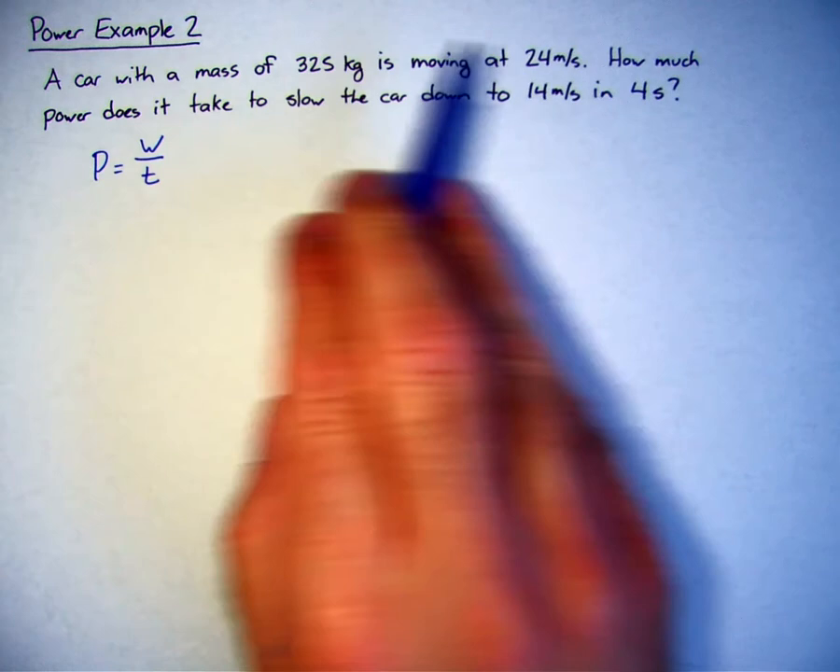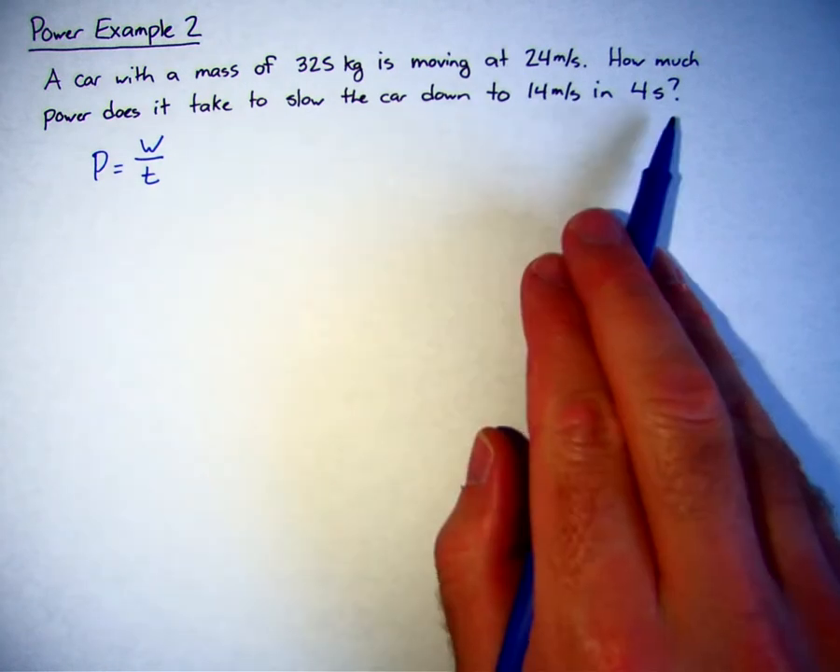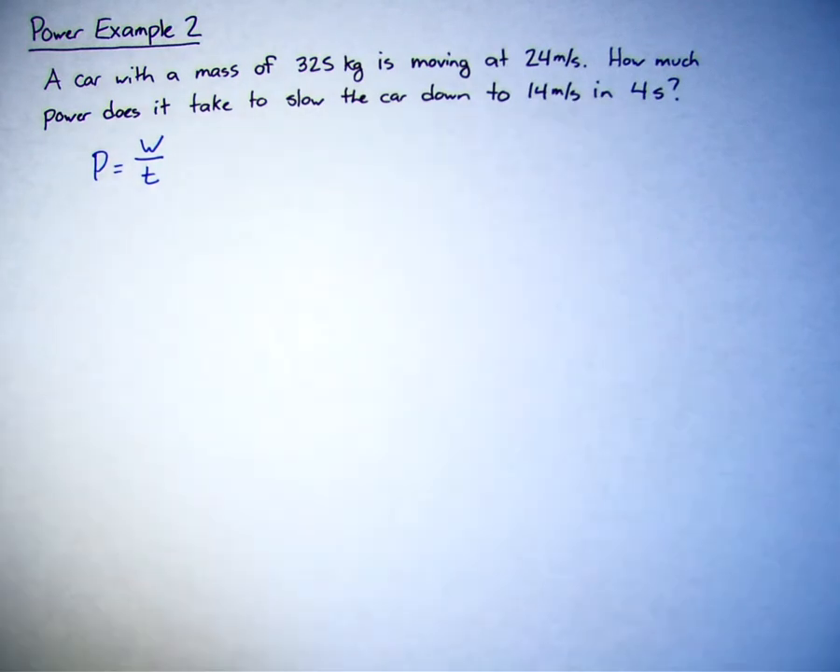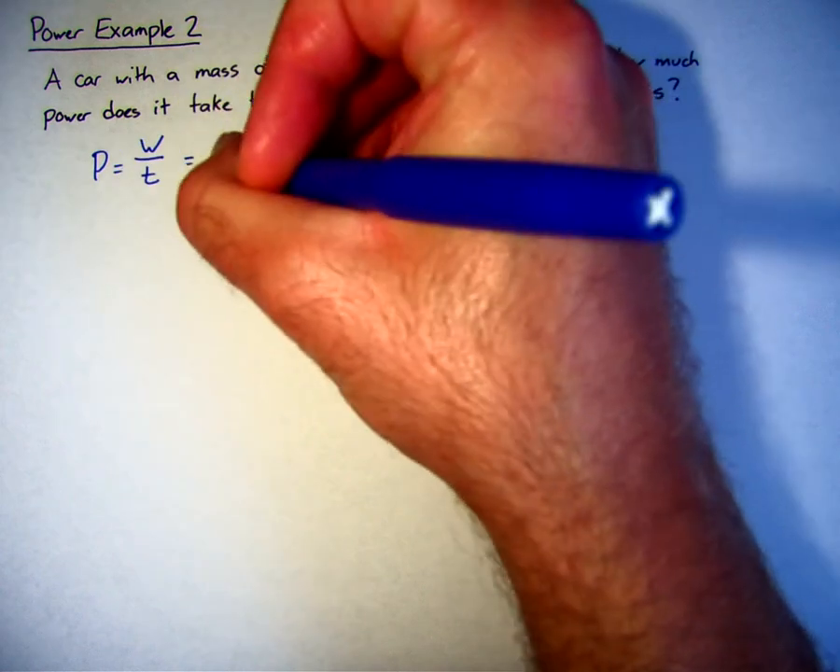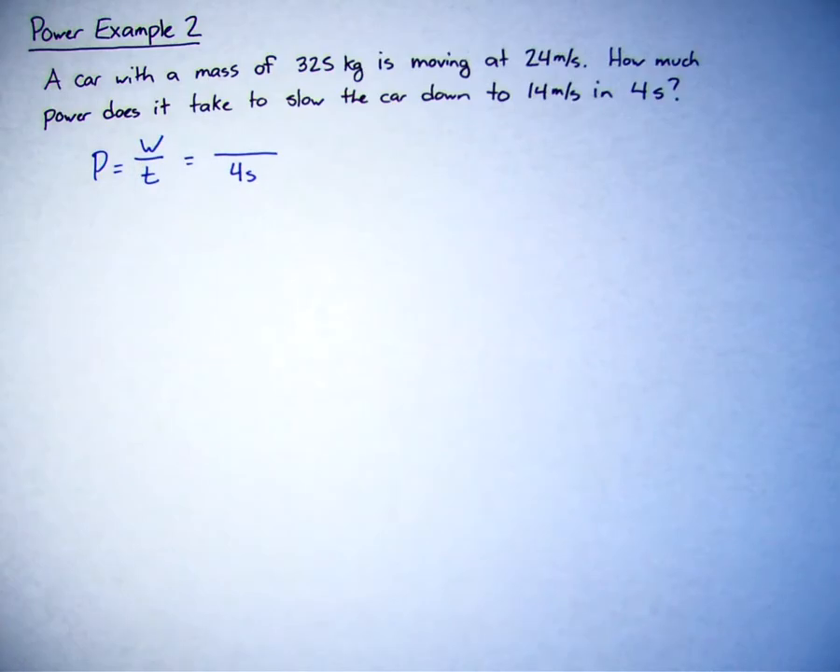Well, if I look here, I don't have the work given. I have the time given, so that's good. That's 4 seconds. So it's going to be something divided by 4 seconds. So we need to figure out exactly what that is.